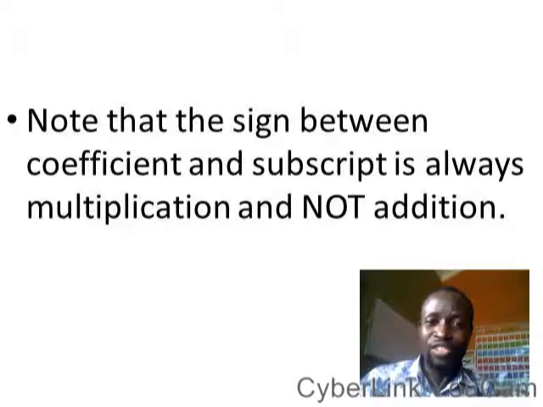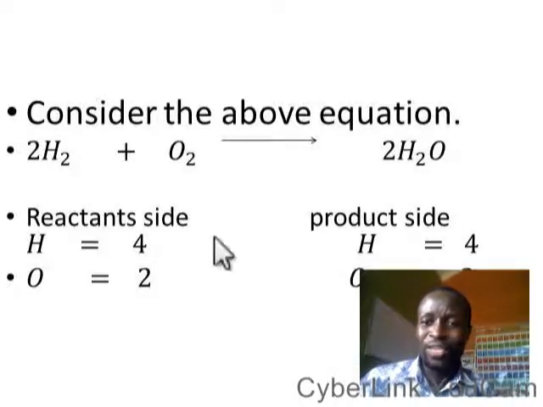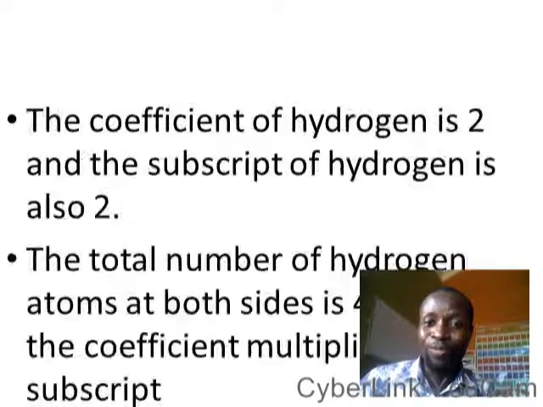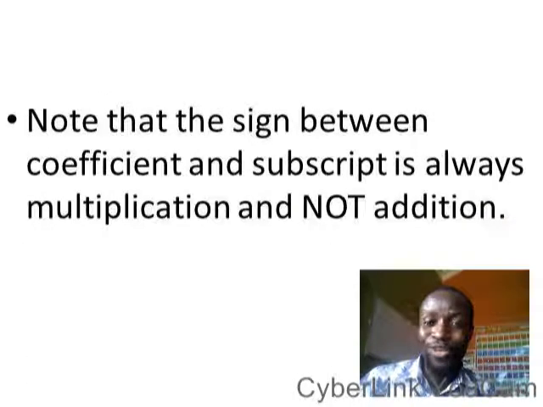Now it may interest you to know that some students will begin to say 2 plus 2 is what gives us this 4. It is not true. If 3 were to be here, you would say 3 plus 2, that will give you 5. You will be wrong. So the sign between the coefficient and the subscript is a sign of multiplication.